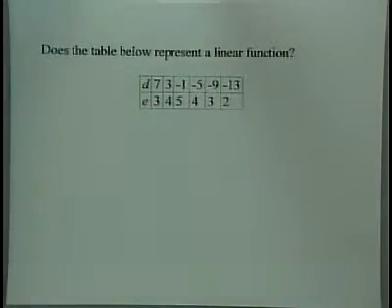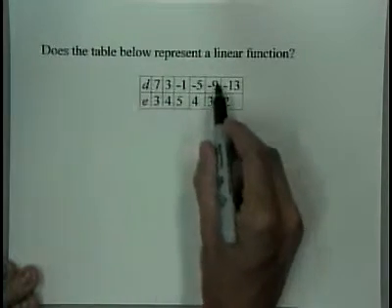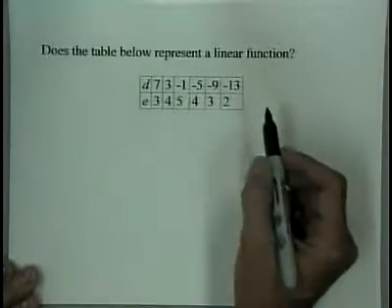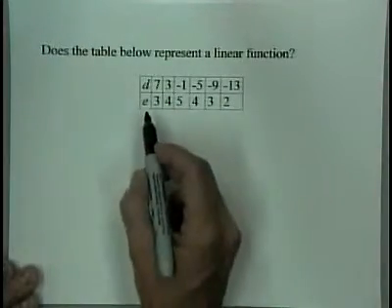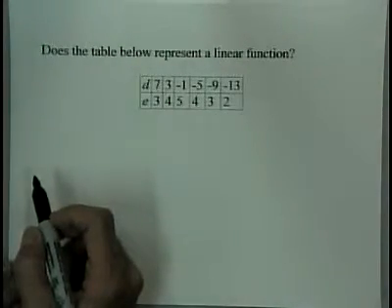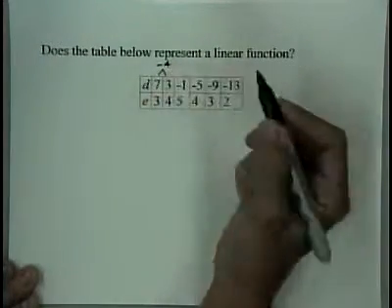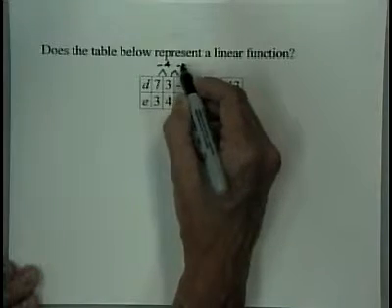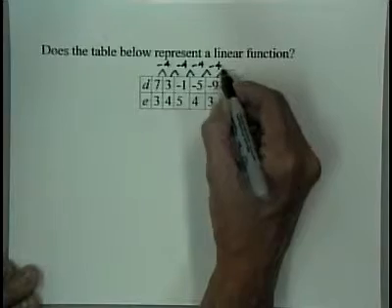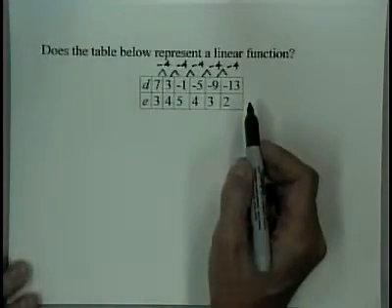Again, we want to determine if a table represents a linear function. So we're looking at the top row of the table being independent variable values, and we want to see if there are equal steps between them, and then we can determine if that is true, whether there are equal steps between the values in the dependent variables. Well, let's see. To get from 7 to 3, I subtract 4. From 3 to -1, I subtract 4, and so forth. So there are equal steps in the independent variable values.